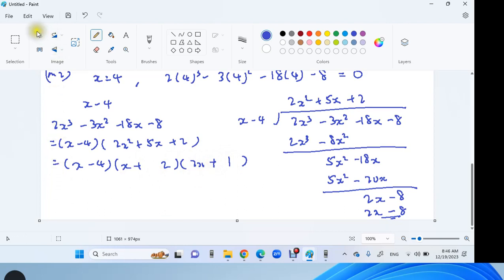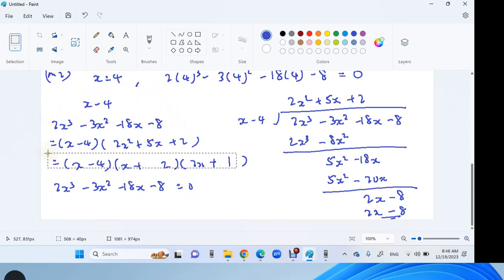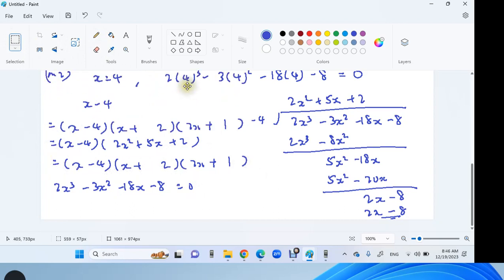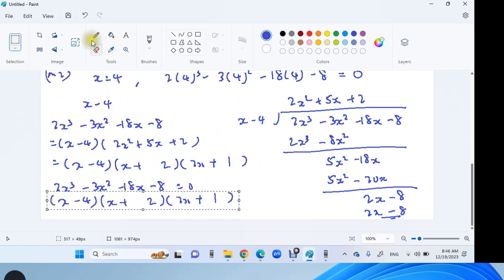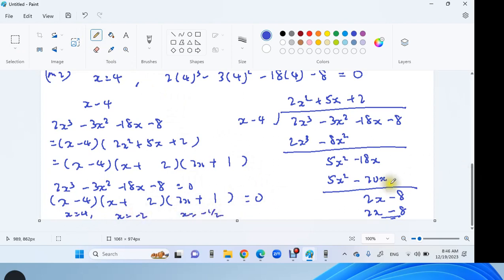Okay, so this equal to 0 will become this equal to 0. Then from here, we can get the answer that x equal to 4, x equal to -2, and x equal to -1/2. Okay, done.